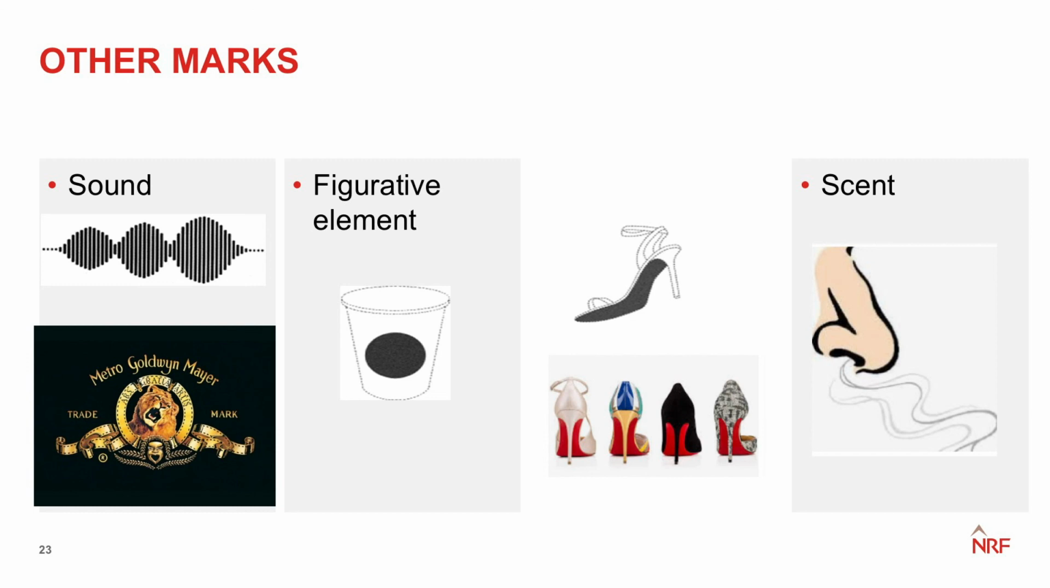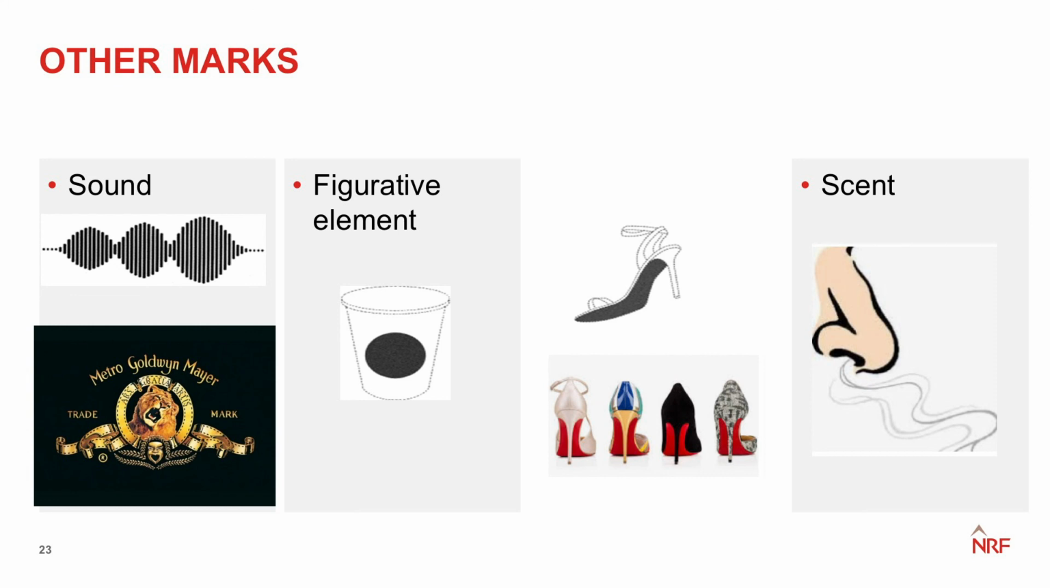Figurative element, that's just kind of the placing of a specific element on the product. Colors. You can trademark colors. A fun example is that red at the bottom of the shoe. That specific type of red can be trademarked, so that everyone who sees that red will know that it's associated with your specific product, but also to stop other people from copying your product.